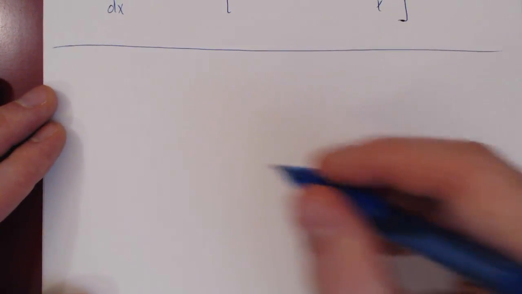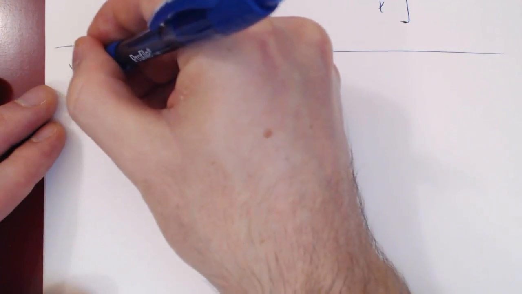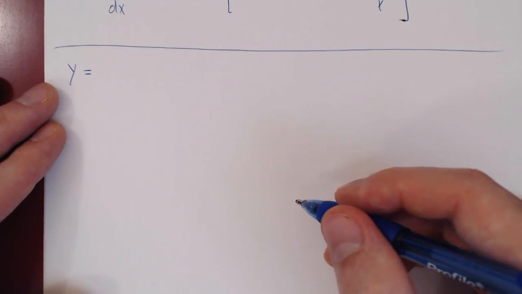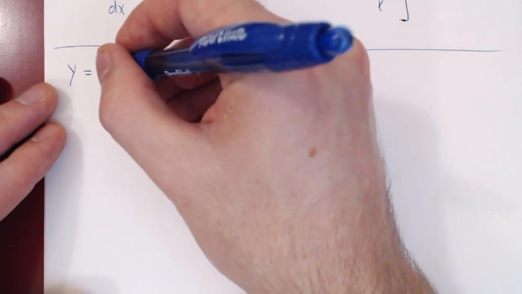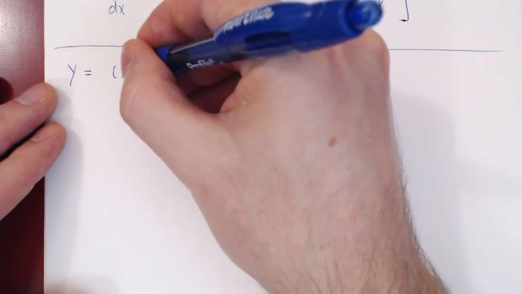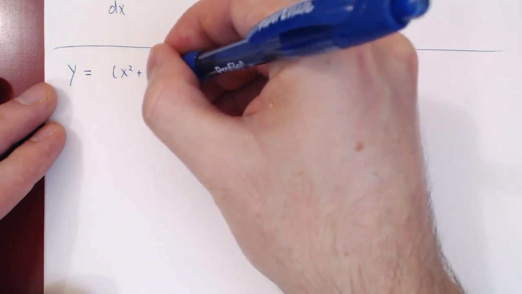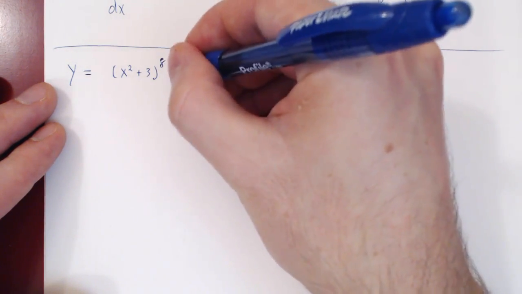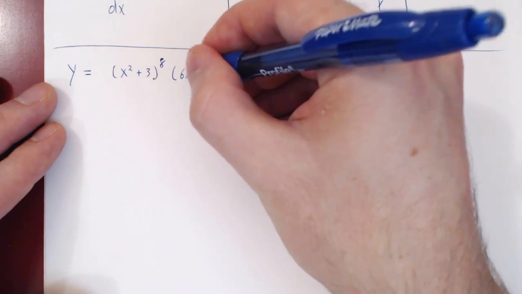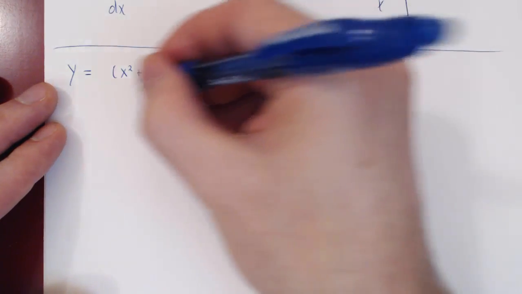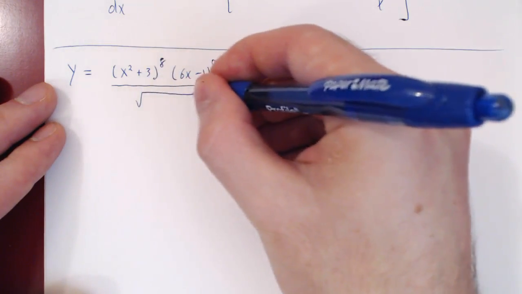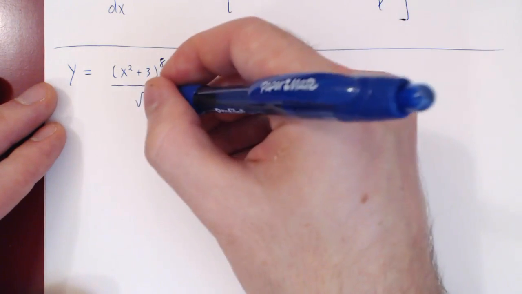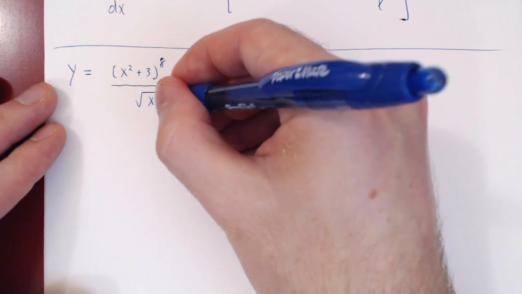Suppose we want to find the derivative of the following function. So y equals, and I'll give you a rather unpleasant quotient. So what if I say x squared plus 3 to the power of 8 times 6x minus 1 to the power of 9 over the square root, say, of x plus 2.